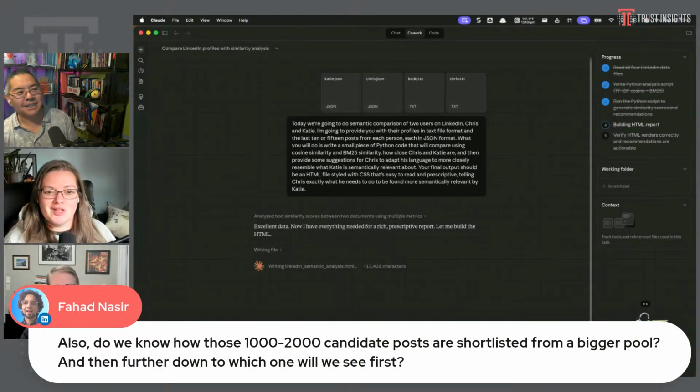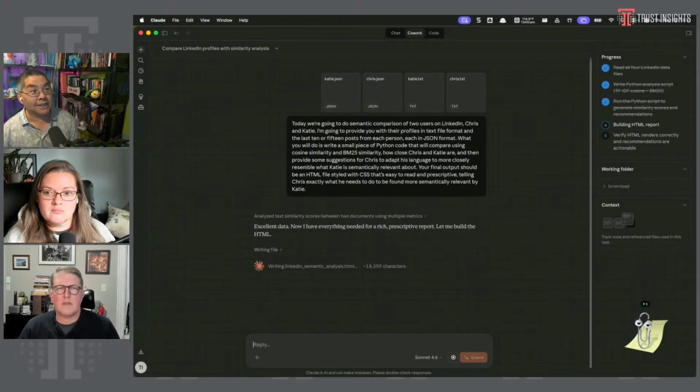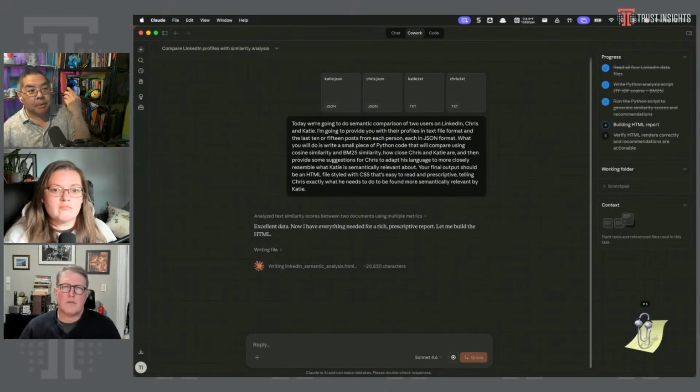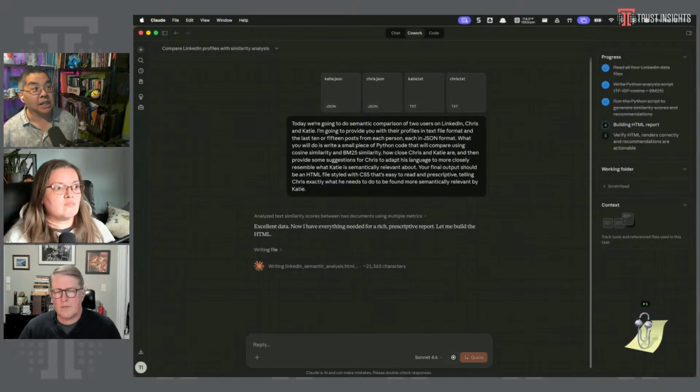The second part of that question is, do we know how those 1 to 2,000 candidate posts are shortlisted from a bigger pool? And then further down, which one we will see first? Right. So we know how those are shortlisted. Those are shortlisted by using the Llama 3, the Matryoshka embeddings. It's processing everything in the LinkedIn system. That's why it's such a small model. It's a 3 billion parameter model. 3 billion parameter models are small if they can run on your phone. But LinkedIn uses that because it has to process everything.